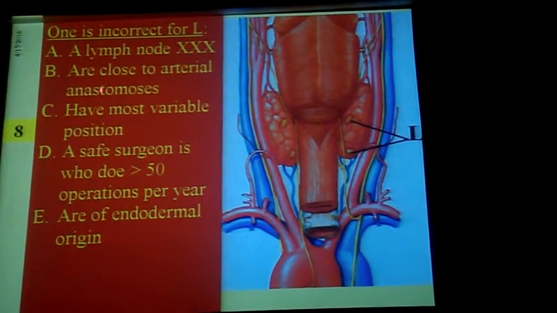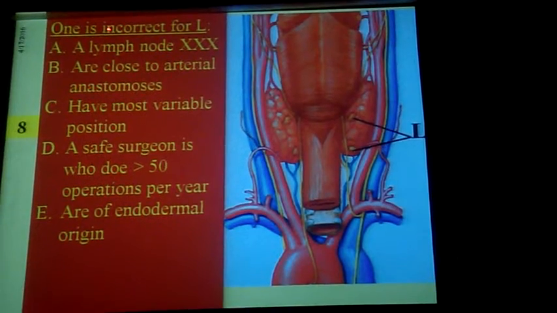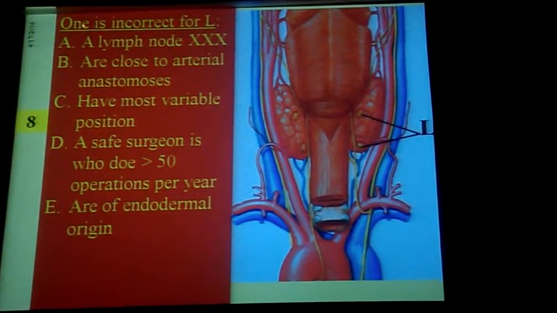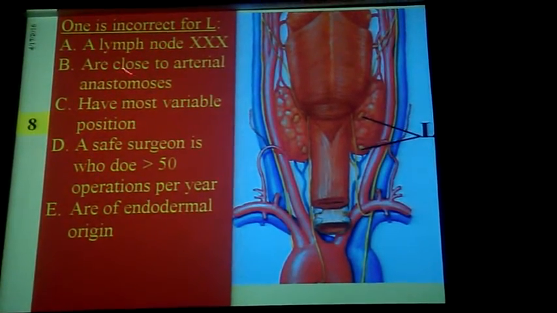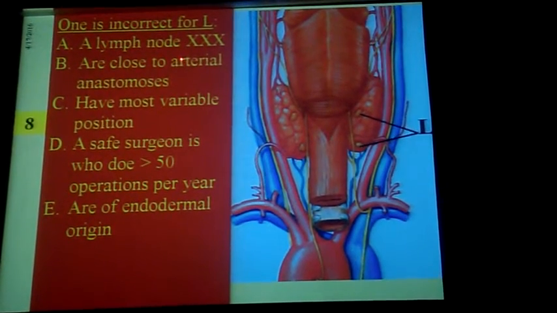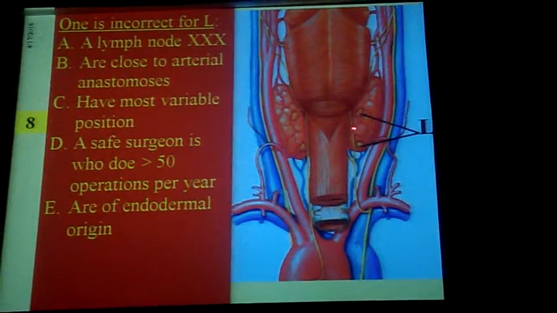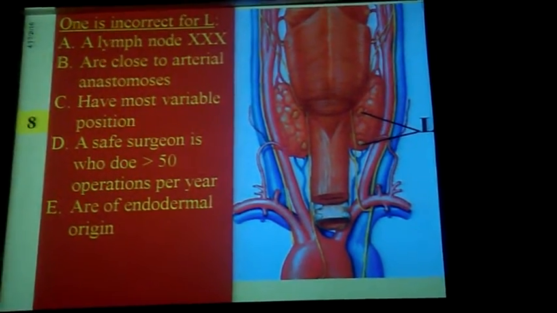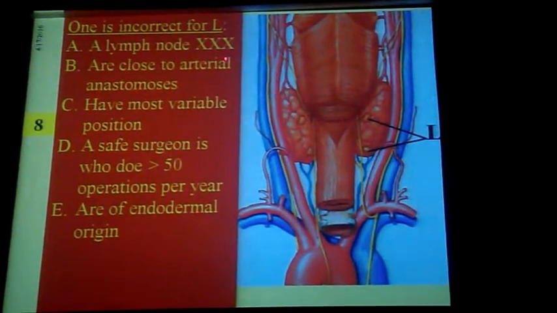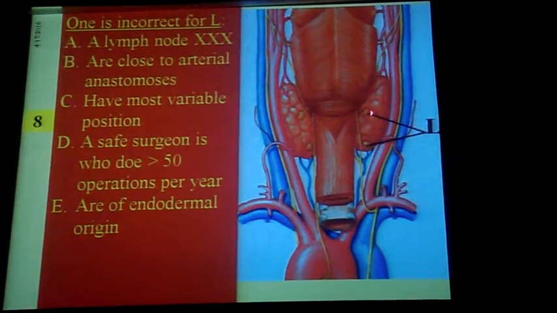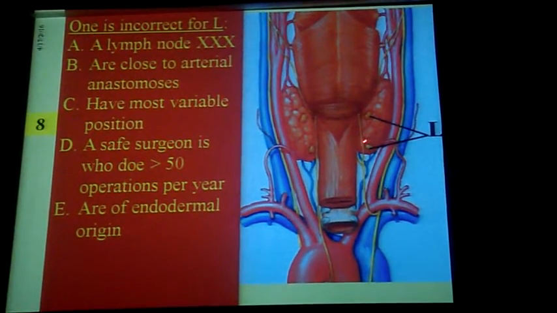Now, the question is, which was incorrect, for L? No. A lymph node. This one is considered lymph nodes present in the back of the thyroid. This is wrong. They are not lymph nodes. They are the parathyroid glands.